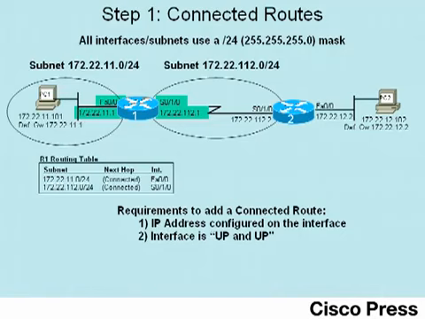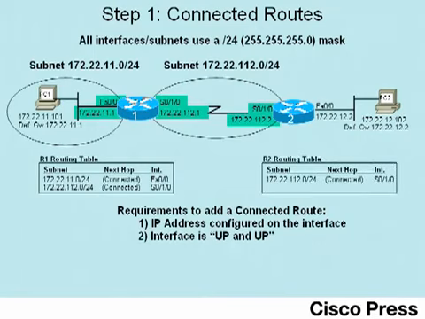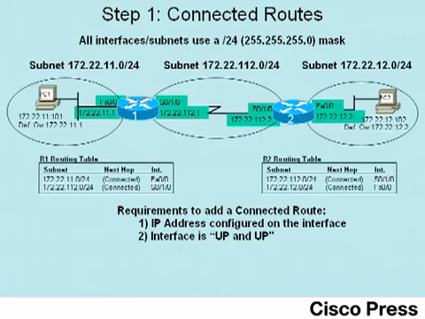Similarly, R2 will add two connected routes as well. When R2's serial interface comes up, after it's been configured with its IP address, R2 will end up with a route to subnet 112, the first entry in its routing table that you see there. And then once R2's LAN interface comes up, R2 will add a connected route for that subnet, namely subnet 12, and show that it's listed off of interface FA0/0.